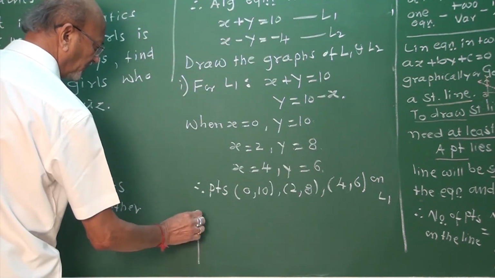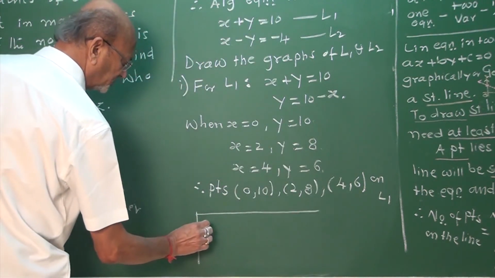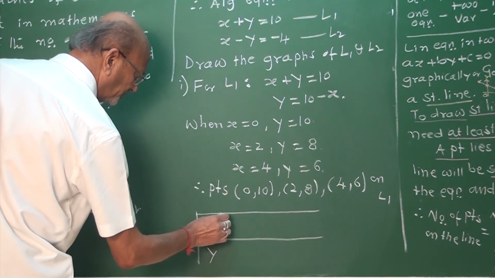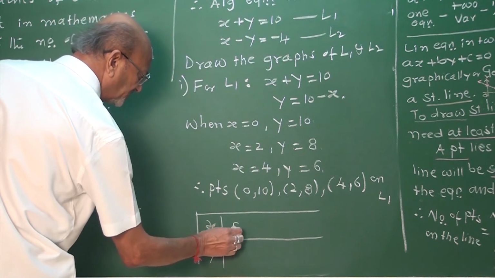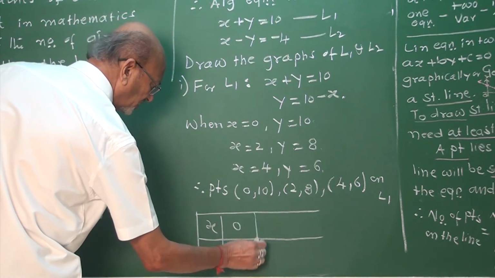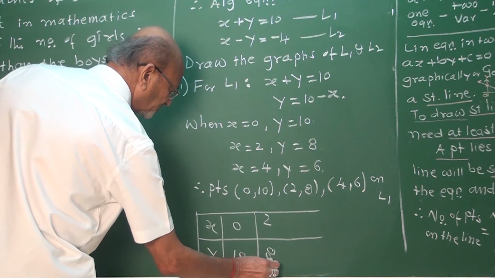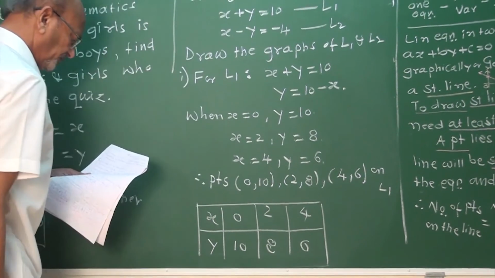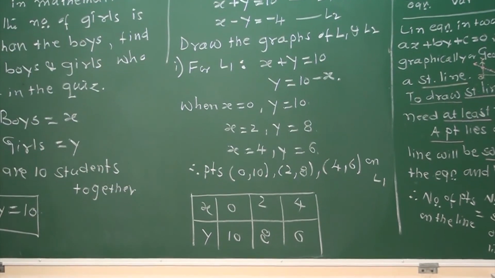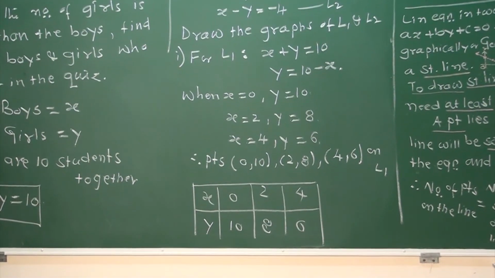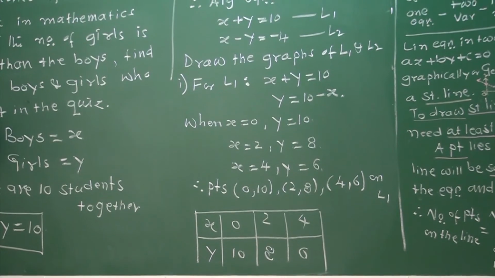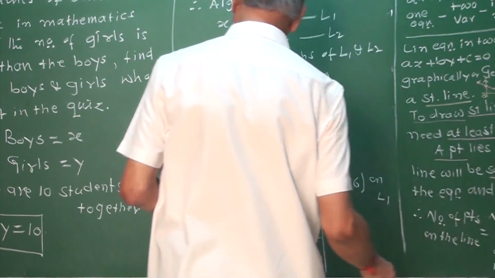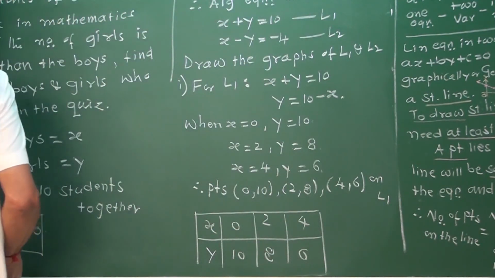Represent the same in tabular form. This is the value of x, this is y. Yes, my friend. When x is 0, y is 10. When x is 2, y is 8. When x is 4, y is 6, my friends. Yes, this is 1. Second is, I now remove this.